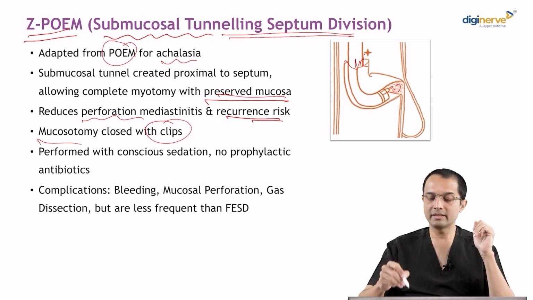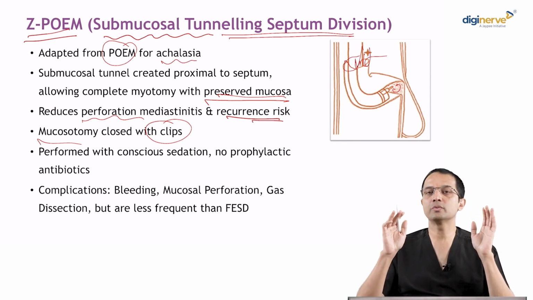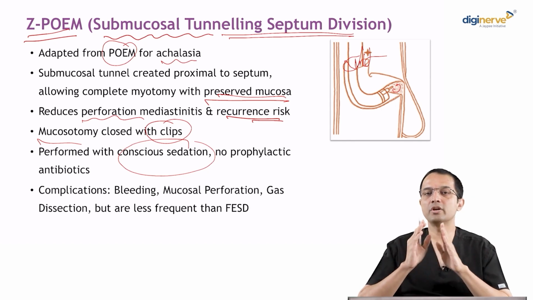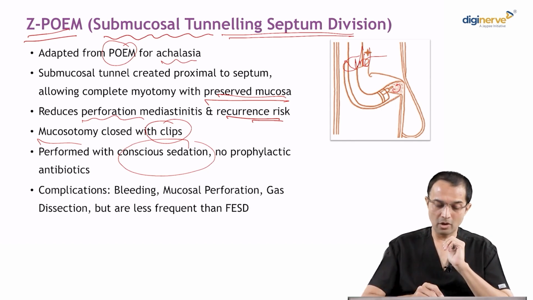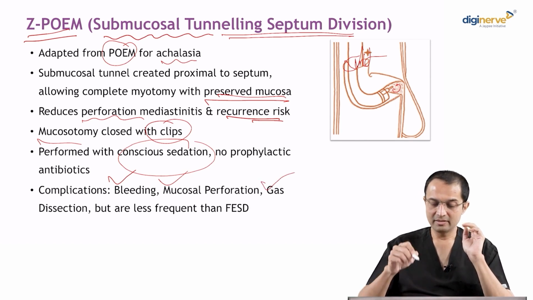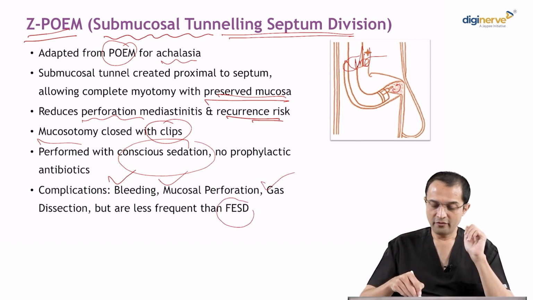Okay, at the end of the procedure, the mucosectomy is closed with the clips, similar to how it is done in POEM for achalasia. Again, the procedure is performed under conscious sedation. There is no need of prophylactic antibiotic. Complications, bleeding, mucosal perforation, gas dissection, they are less frequent than FESD.